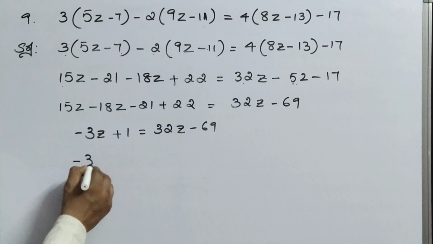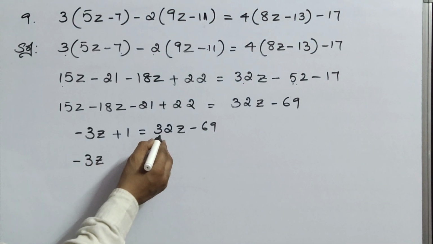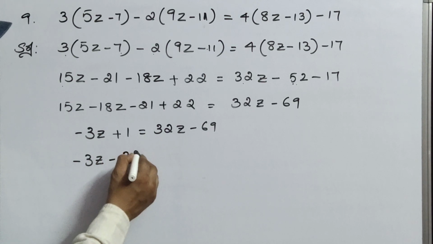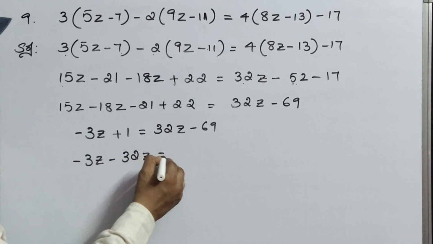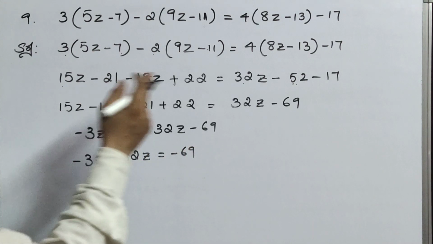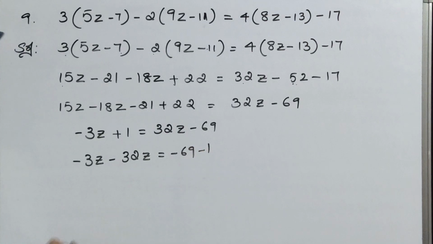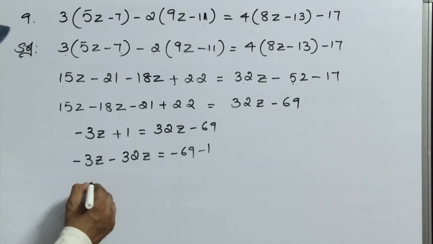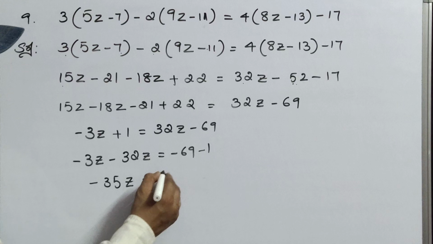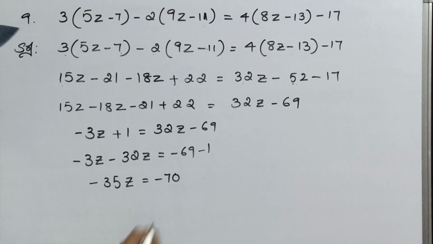So minus 3z, here plus 32, no, it will come as a minus 32 equals minus 69. This plus 1 will go that side, meaning minus 1. Now 32 and 3, how much? 35. So that is minus 35z equals minus 70.